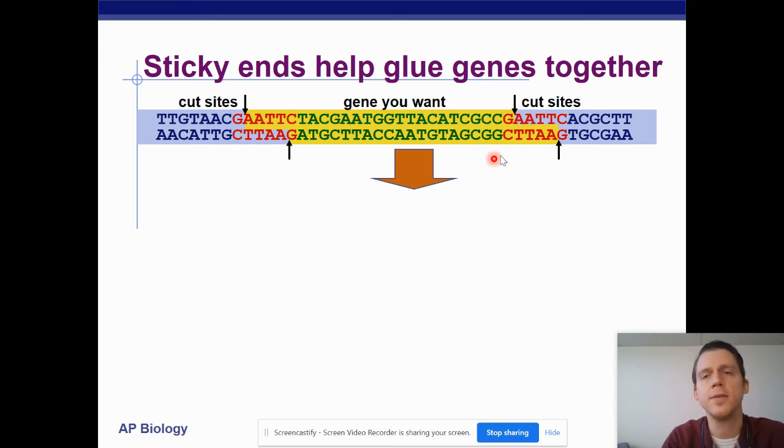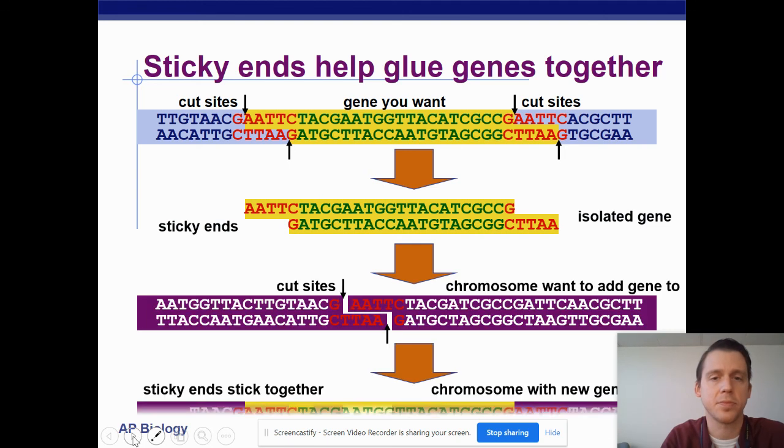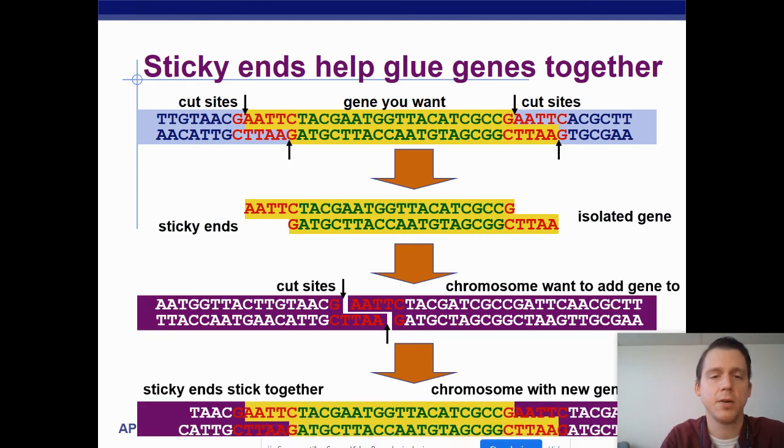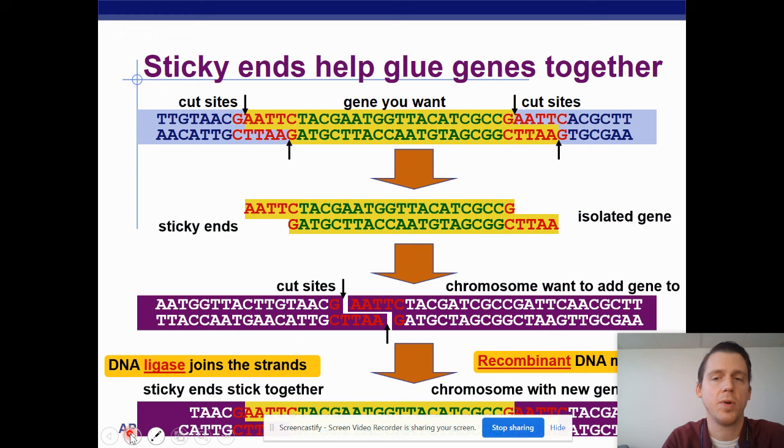Here's the gene we want, right? What could this gene be? Maybe for insulin, it might be for HGH, it might be for lactase, it might be something else. And we've inserted it into this chromosome. Just like you see here, adding a gene in. Okay, then we need a ligase. Ligase is going to help to join the strands together, just like glue.